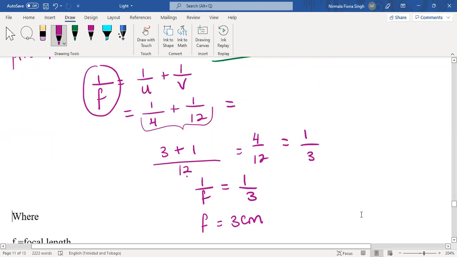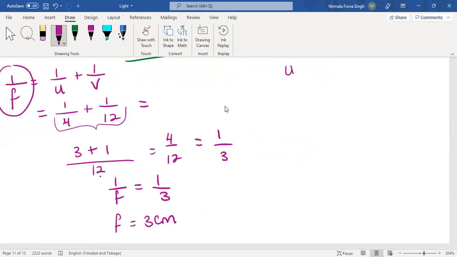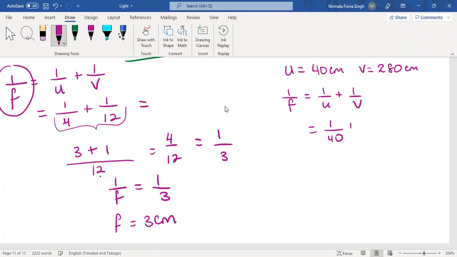Let's try another one. Suppose I have u is equal to 40 and v is equal to 280. I want to now work on my focal length. So 1 over f is equal to 1 over u plus 1 over v, which is going to be 1 over 40 plus 1 over 280.